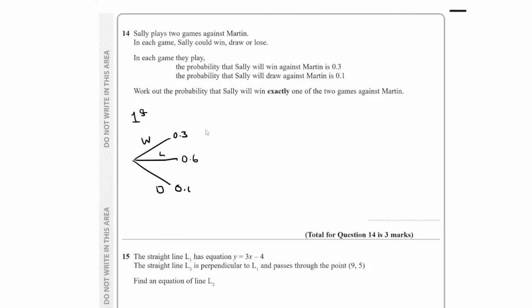Then the second one, we don't really have a lot of space here, but anyway. Win, lose, draw. Now, they haven't mentioned any other probabilities, so they are just the same, right? If they don't give you enough information about it, then you can just assume that they are the same. Probabilities, I'm gonna run out of space here. Win, lose, draw, 0.3, 0.6, 0.1, and then the last one.